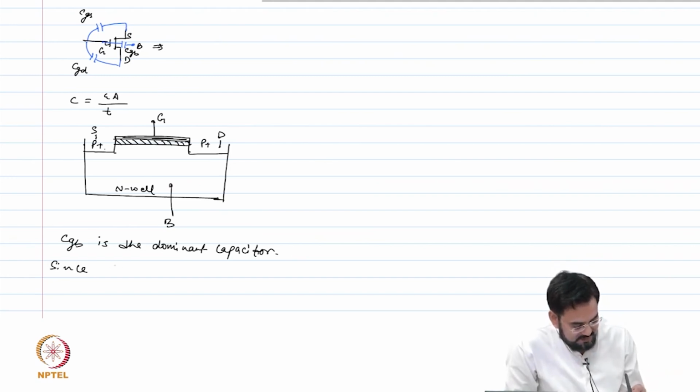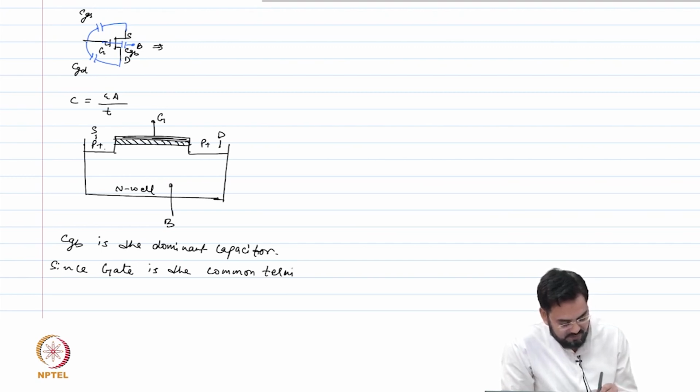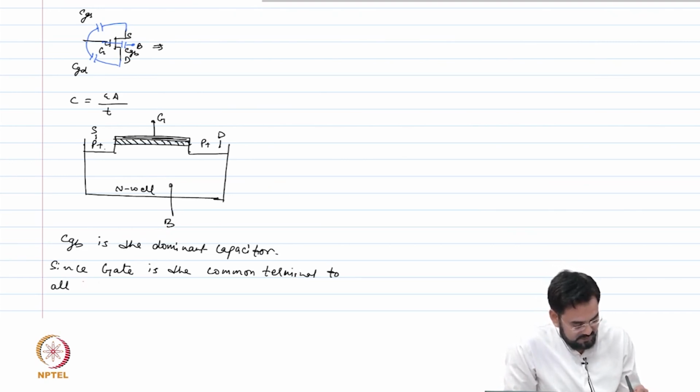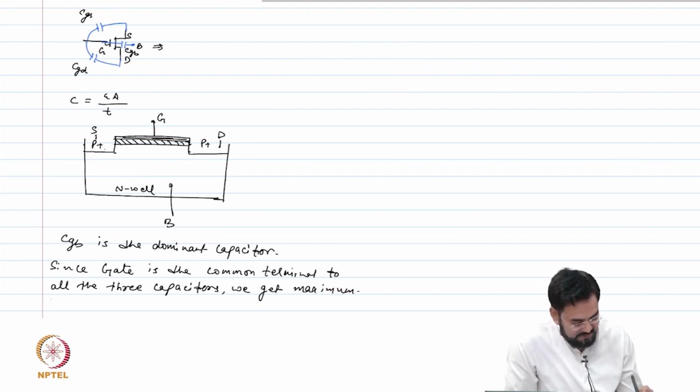Since G, or gate, is the common terminal to all the 3 capacitors, we get maximum capacitance at the gate. Okay.